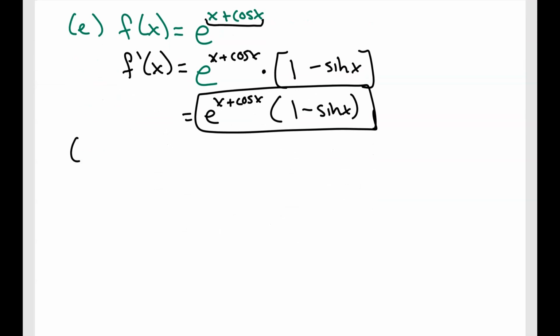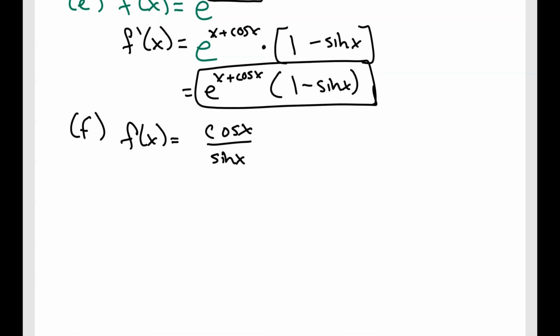Okay, and then let's just do one more. So let's say you want to find f of x is equal to, I don't know, cosine of x divided by sine of x. There's multiple ways that you can do this. You can bring it to the top and make it to the -1, or you can just use the quotient rule. If you use the quotient rule, remember the quotient rule is low d high minus high d low over low squared.